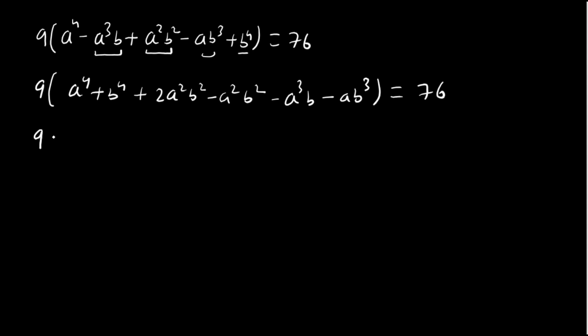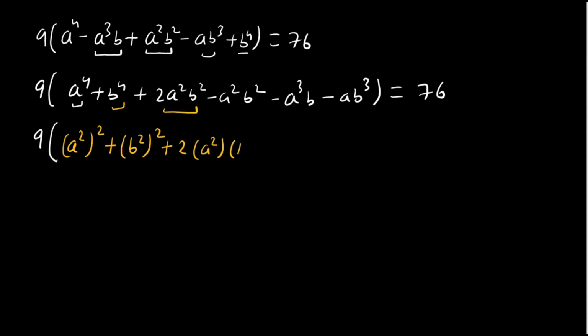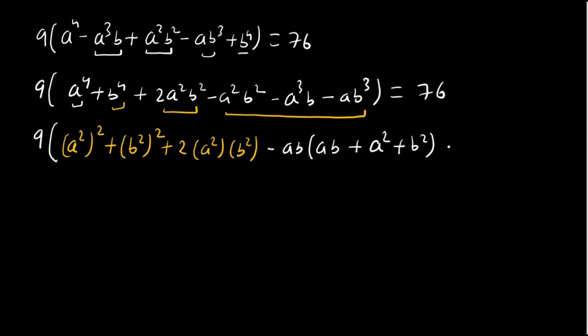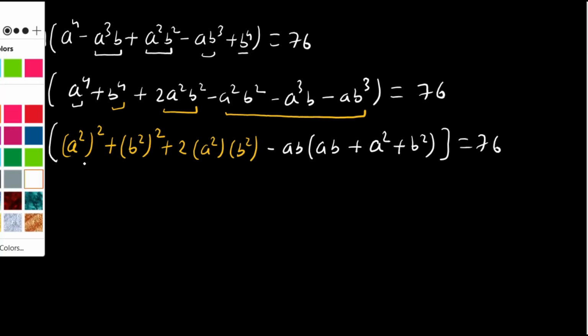Here 9 times this a power 4 is the same as a power 2 bracket power 2, plus b power 4 is the same as b power 2 bracket power 2, plus this 2 times a square times b square, and here look carefully, if we take common minus a times b, then here a times b plus a square plus b square, and this is equal to 76. Look carefully at this expression.